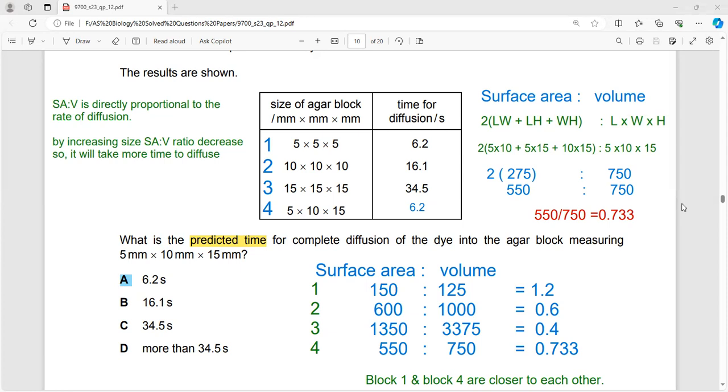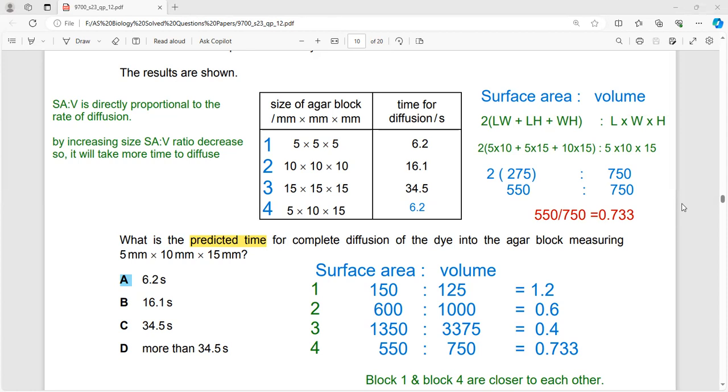So we are going to predict the block number 4 is after which number. For example, the time for 0.7 is greater than block number 2, so it means the time will be less than block number 2. And then 0.7 is also less than block number 3, so its time will be less than block number 3. So it means the time of block number 4 is near to block number 1. That's why there is more similarity: the 0.7 surface area to volume ratio of block number 4 is more related to block number 1.